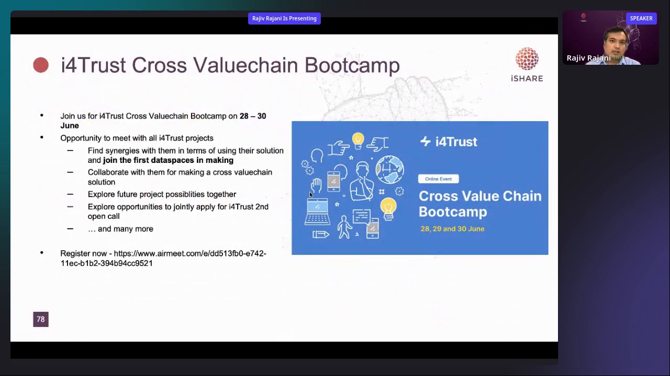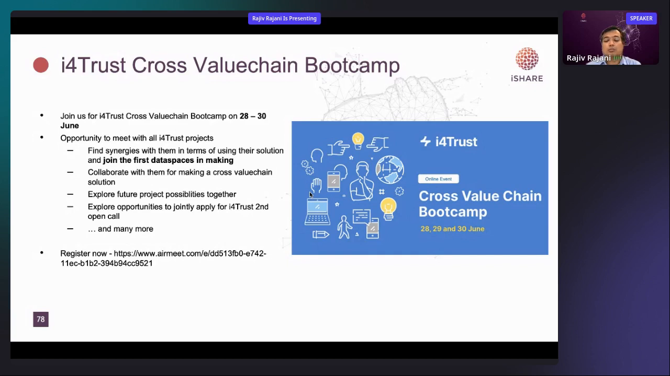Starting tomorrow for 3 days, we also have a cross value chain bootcamp where you have an opportunity to meet the experiments from the first open call, the 13 experiments. Here you can interact with them. You can ask for a dating session with them and find various kinds of synergies. Either you want to use their solution, or you want to explore what additional opportunities there are in terms of next steps on what they are developing today.